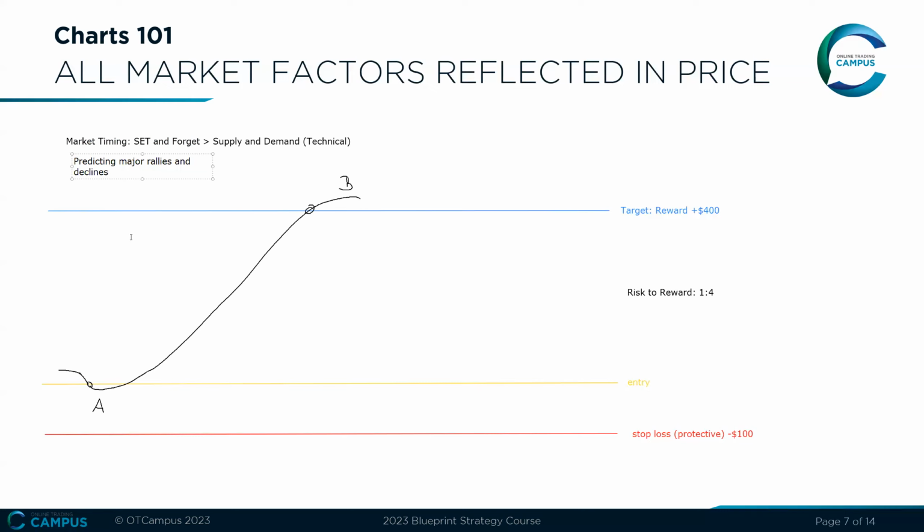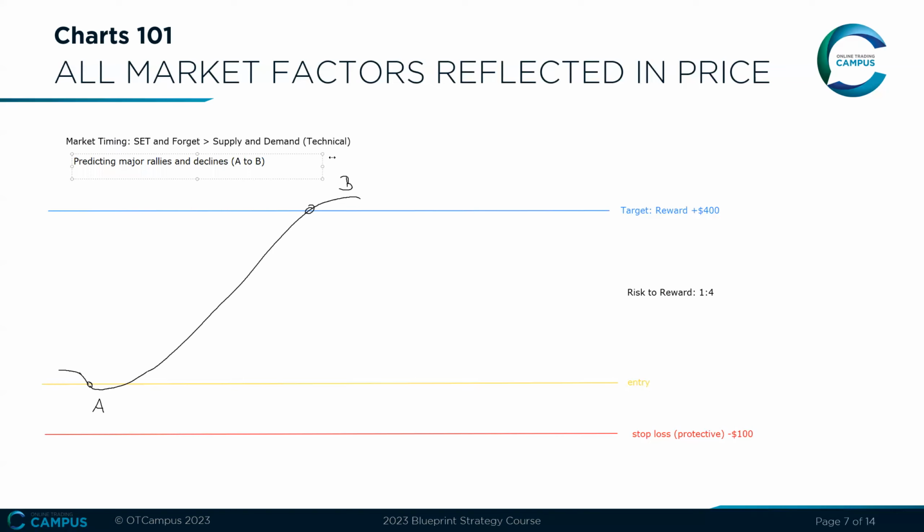In other words, we need to predict in the bigger context A to B, whatever that is, right? And we need to be able to predict major rallies and declines. We need to say, well, price is going to go from A to B with a very high likelihood. And if it's going to go from A to B, then I just now need a way of timing this with supply and demand to make sure that I'm entering this with a high quality risk to reward proposition.